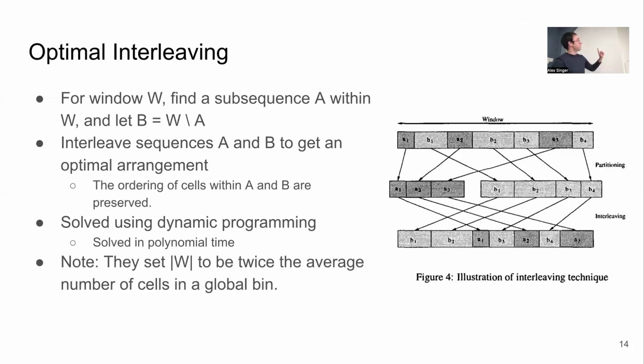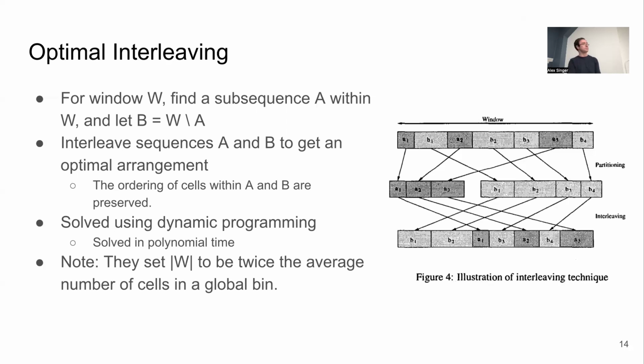And I do want to make a final note. They set the magnitude of W to be twice the average number of cells in any global bin. So basically the window size is about 2 bins in width. That's the idea you should get around here. I didn't go into any more detail on this, so you can see the paper for more on how they prove optimality. The idea is that they're really just shuffling things around. This is a detailed placement optimization to try and improve HPWL after we've legalized.